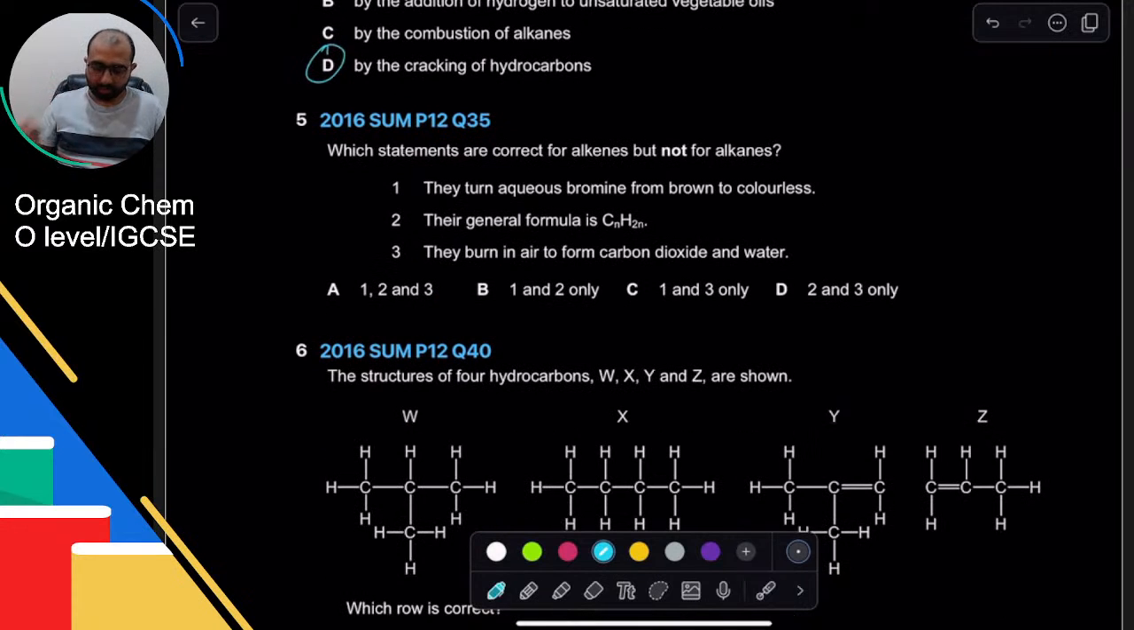Which statements are correct for alkenes but not for alkanes? True for alkenes, not for alkanes. So we're looking for something that a double bond can do but a single bond cannot. Okay? They turn aqueous bromine from brown to colorless. That is true. Alkenes do that, alkanes don't, because of the double bond. This is true. Their general formula is CnH2n. That is also true. Alkanes have CnH2n+2. They burn in air to form carbon dioxide and water. Both of them do that, right? If you have excess oxygen, both of them will do that. So 1 and 2 only. All right.